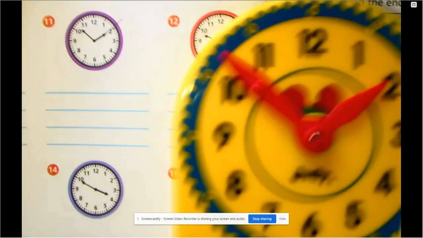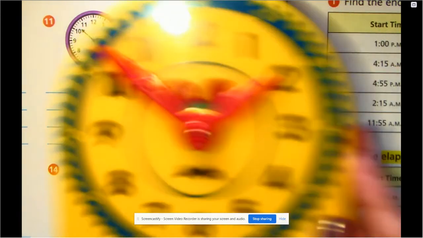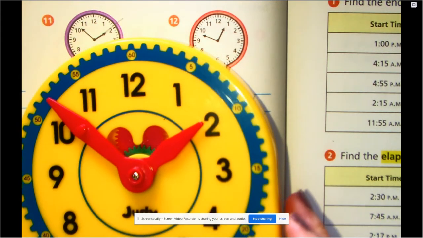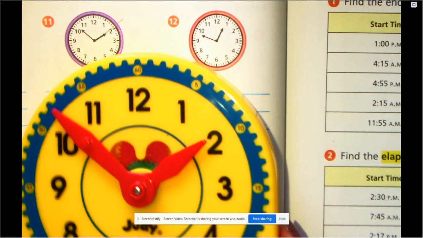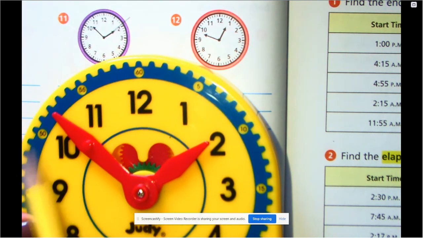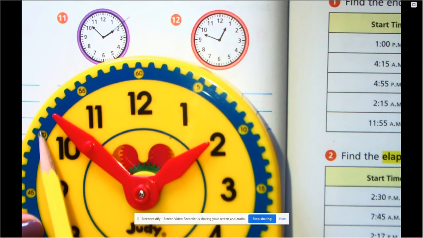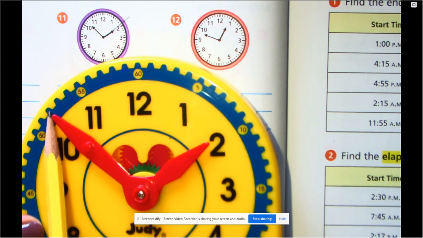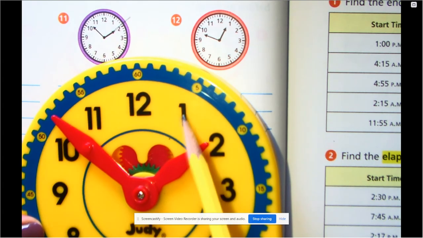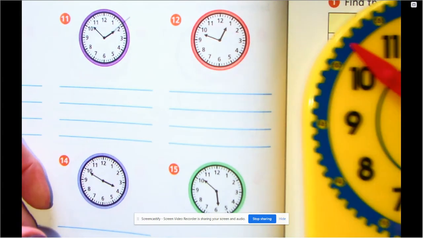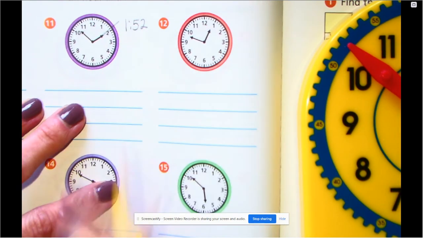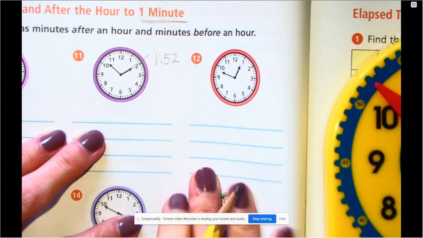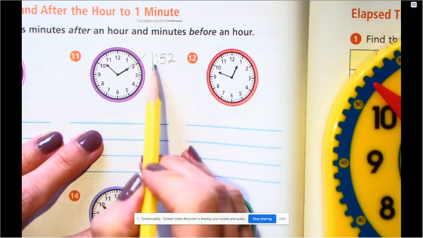Let's identify, what time is this on the clock? It's not quite 2, so we know it's still 1 something. And how many minutes? Here's my 50 minutes. And there's one more, 51, 52. So the time is 1:52. And I write that right up there. So it's not any different than the previous page. We know that it's 52 minutes past 1 o'clock.